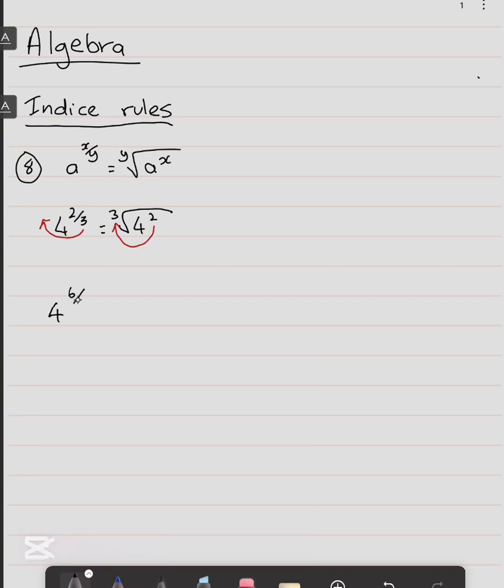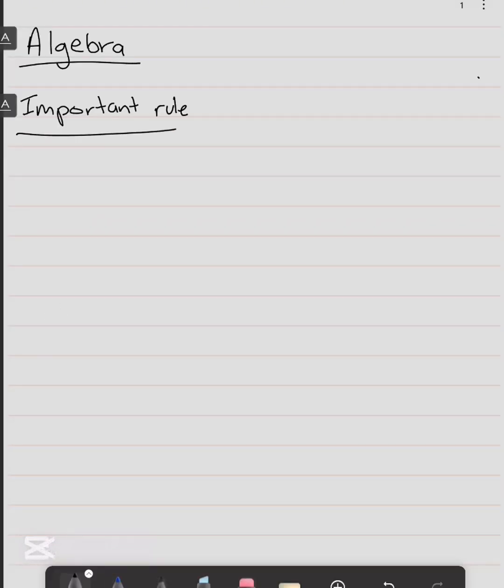Let's try another example of this. 4 to the power of 6 over 4. The 4 comes to the front and becomes the root, so it's the fourth root of 4 to the power of 6. Here's an important rule to note.